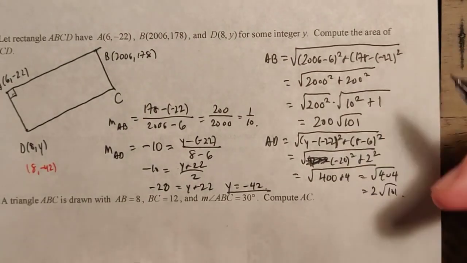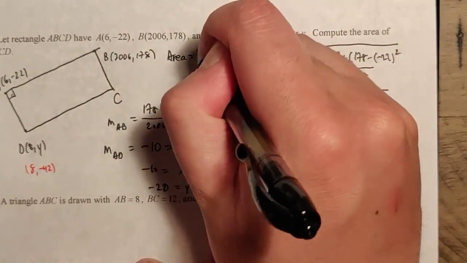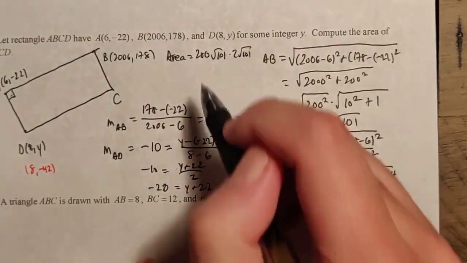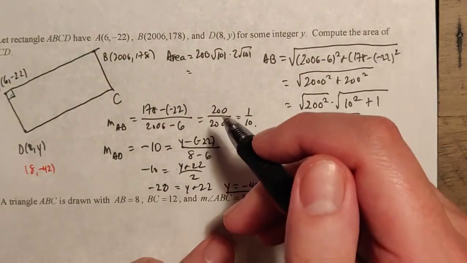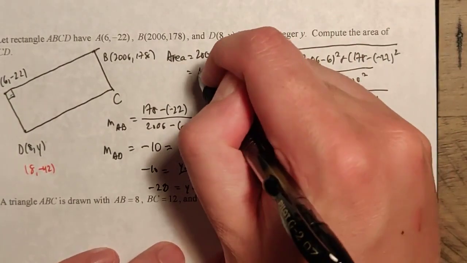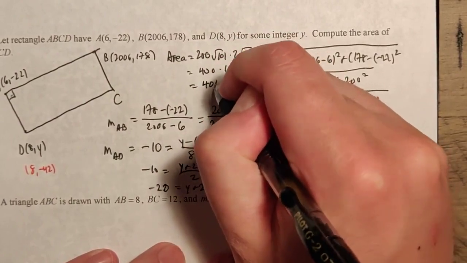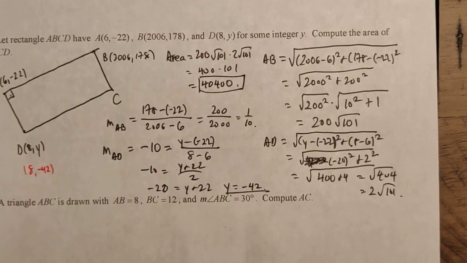So therefore, we can now calculate the area. The area is just the product of these, 200 radical 101 times 2 radical 101. Now, 200 times 2 is 400, and radical 101 times radical 101 is just 101. So you have 400 times 101, which in this case is 40,400. So you find that the area is 40,400.